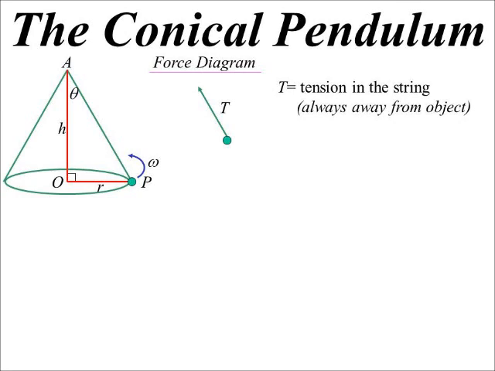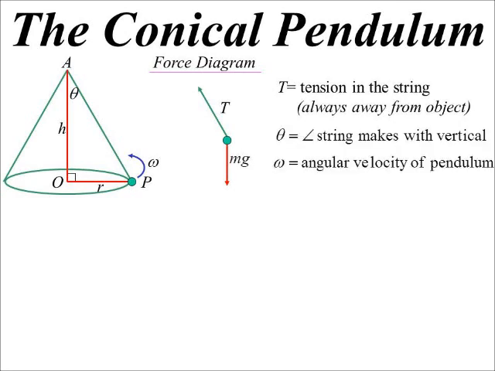You'll notice in this case it's not horizontal, it's not vertical, so we'll end up taking a component like we do in projectile motion. We'll take a vertical component and a horizontal component. The other force that's there is the force due to gravity, so mg. They're the only forces acting on this problem. Theta is the angle, we need that. And omega is the angular velocity I was rotating the object at.